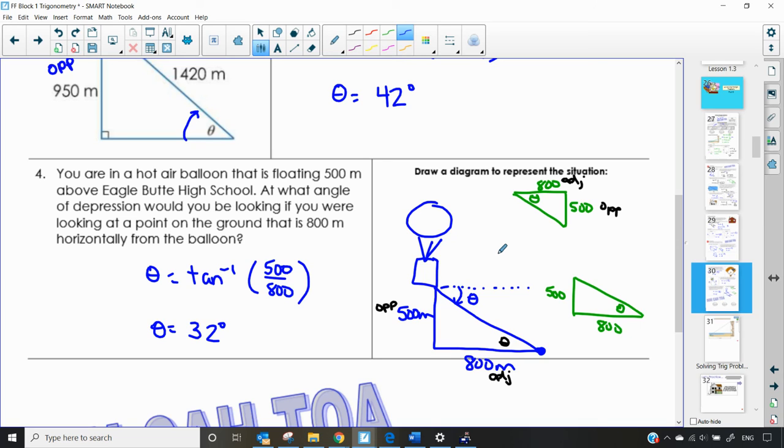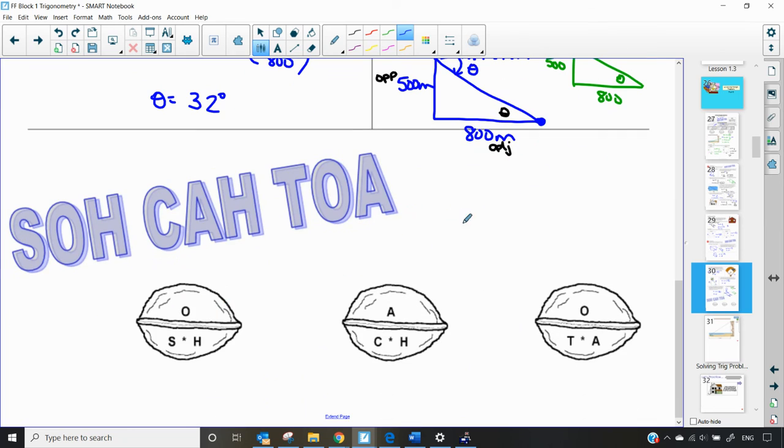I know that a lot of these involve tan, but it doesn't matter what your diagram is. Based on your diagram, whatever your labels are, that's going to tell you whether you use sine, cosine, or tangent. If you're looking for an angle, we always use the inverse. If the number is on top, so for example, if I had sine of 42 equals x over 5, so if my number's on the bottom, I'm going to multiply. If I have sine of 42 is 5 over x, then I'm going to divide.